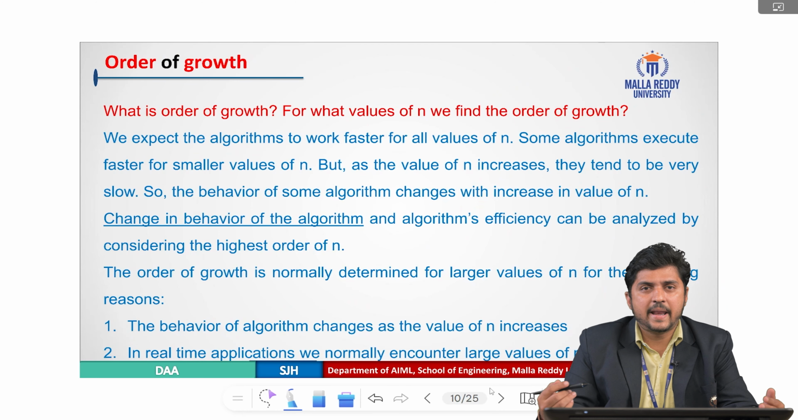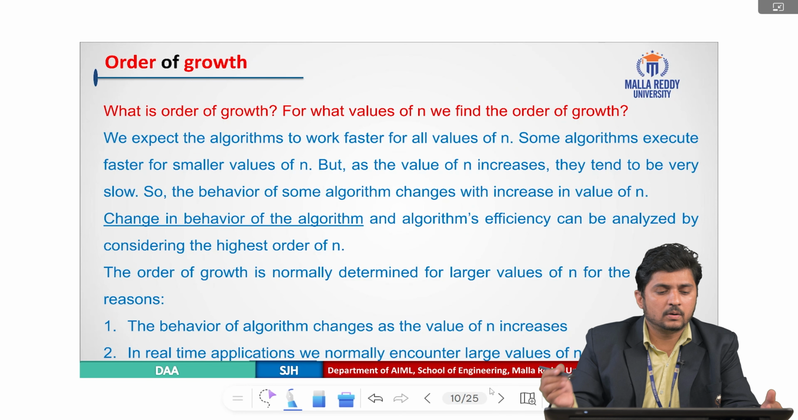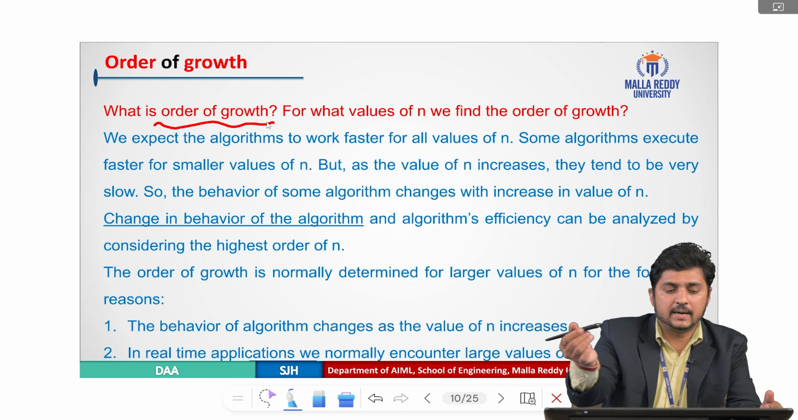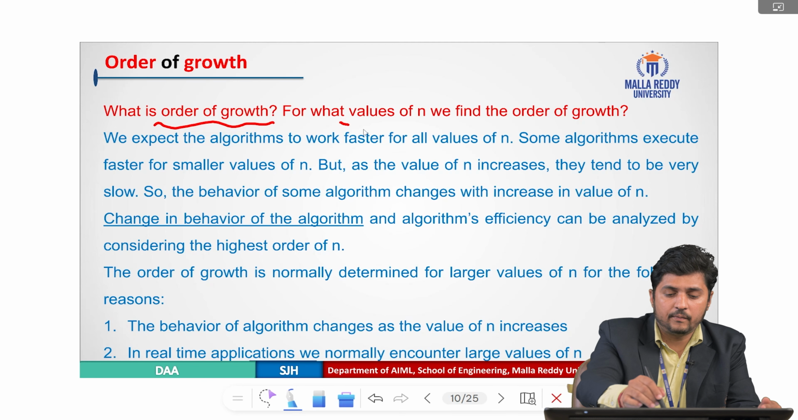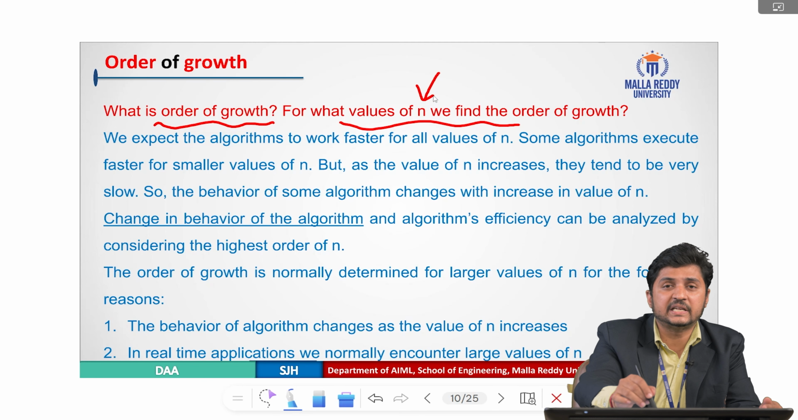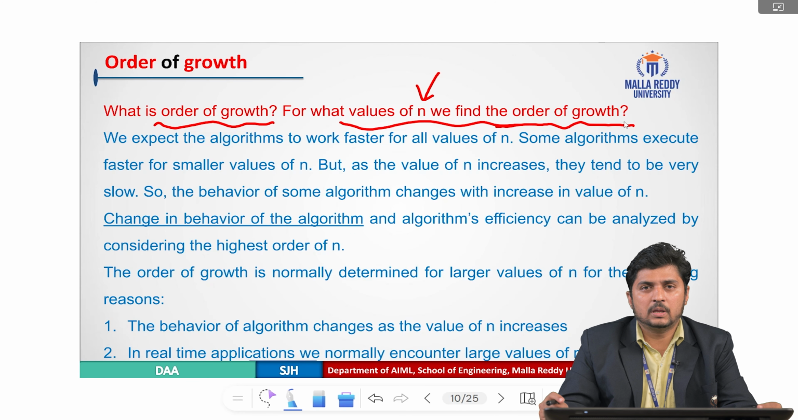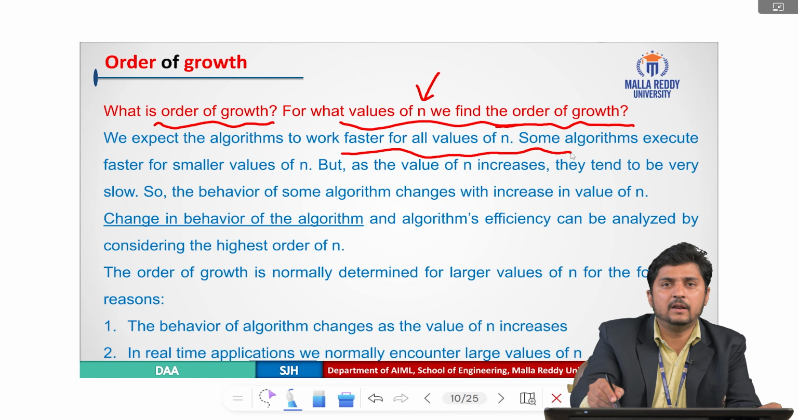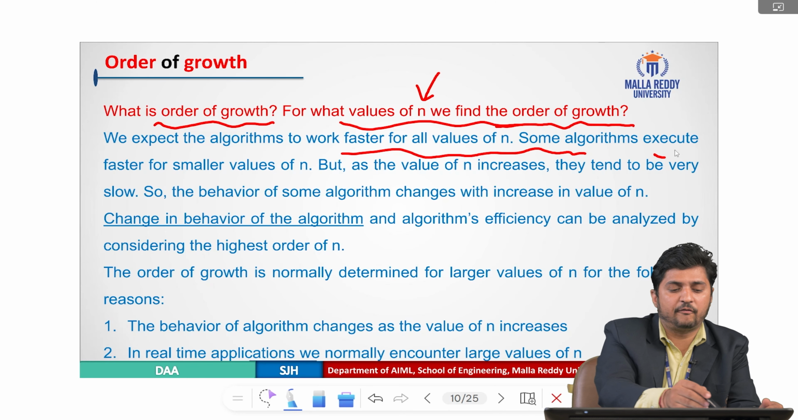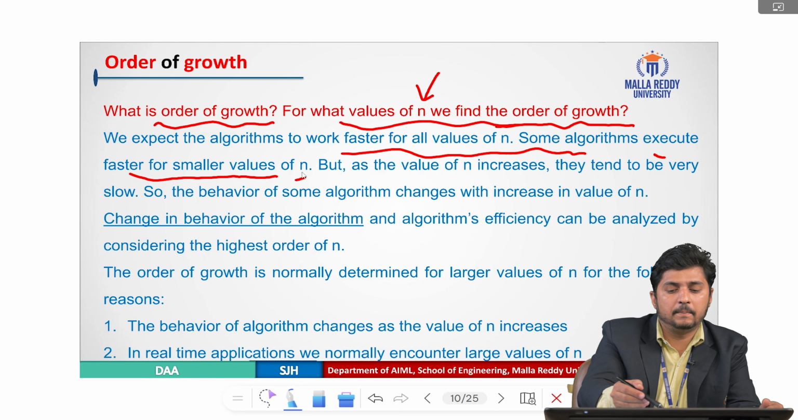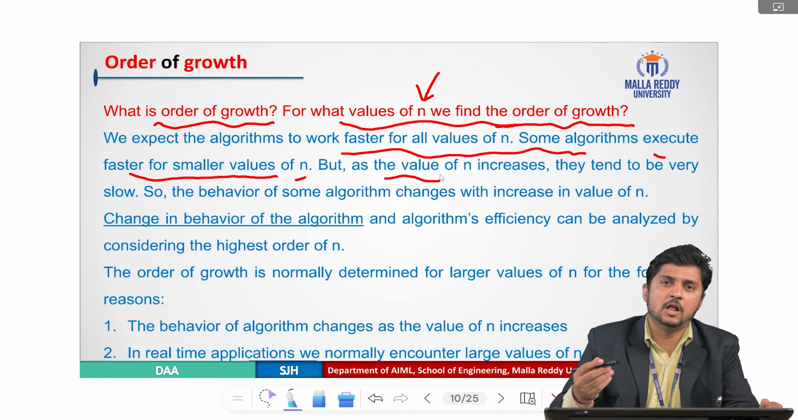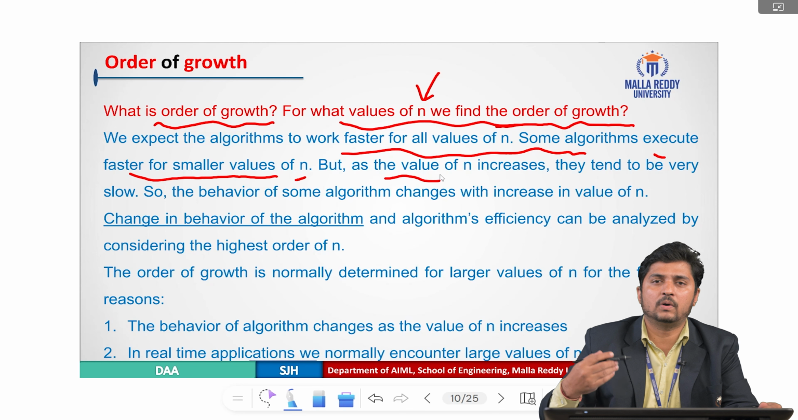Coming towards the next concept, that is order of growth. Here the basic idea we need to understand is order of growth, and for what values of n, that is the input size or the number of inputs for any algorithm, we find the order of growth. We expect any algorithm we write, which we feel is efficient, to work faster for all values of n or input size n. Some algorithms execute faster for smaller values of n, but as the input size increases, they may slow down. They may not work faster.